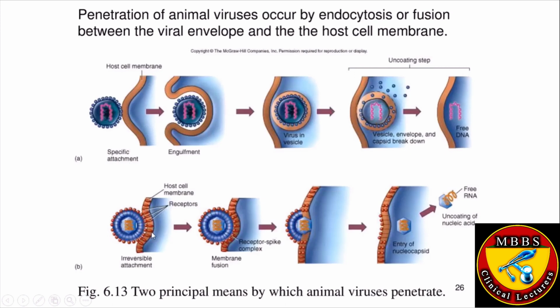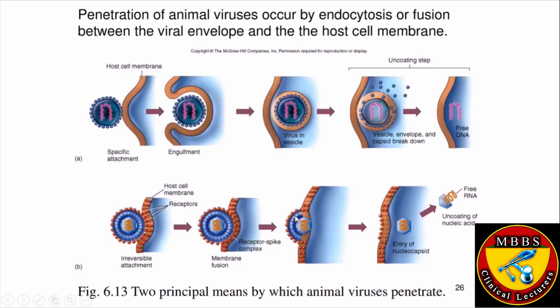The other way of penetration is fusion. Now you can see here the virus comes and attaches and fuses with the cell membrane of the host cell. See here, the spikes are present on the virus and the special receptors are present on the cell membrane. These spikes and receptors combine with each other and form the fusion. After fusion, slowly and gradually, the complex is formed by the receptor and spike.